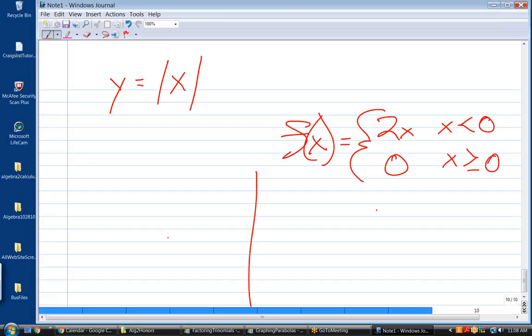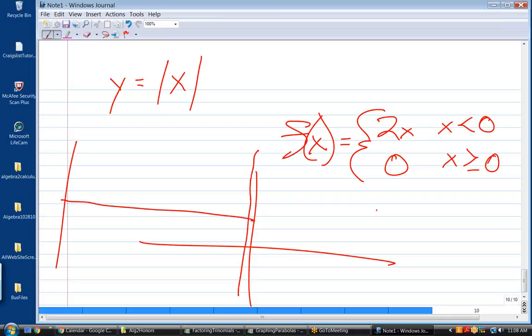And when you go to graph it, you start from way over there, negative infinity. And you go up to this point here. So everything between my field goals has to be 2x. And it has to go through the origin. So it's got to look like that. And then everything between my field goals on the right side of the y-axis is 0. So it's got to look like that.